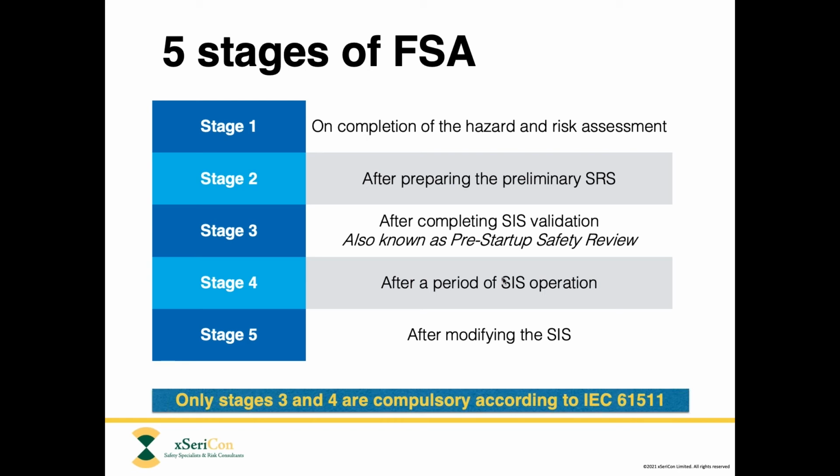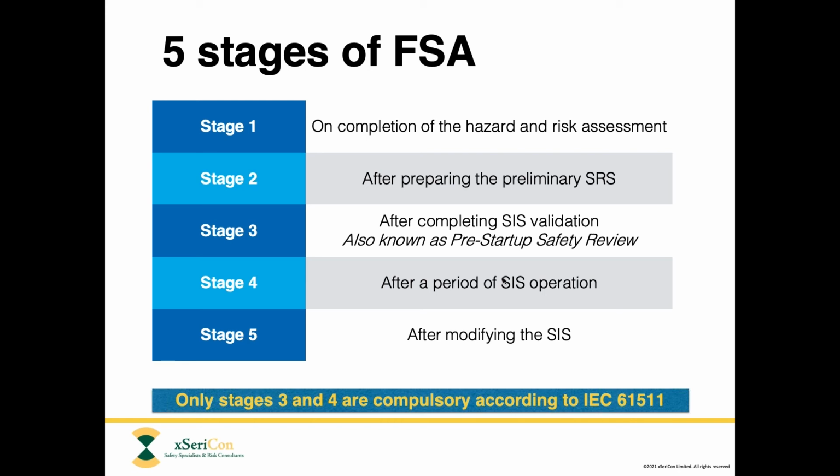Stage two is after you prepare the first draft of the safety requirement specification. Stage three is after completing the validation, which means you've done all of your design, your construction, your commissioning, and you're basically ready to start up the process with protection provided by the safety instrumented system. But before you hit the big green button, you need to complete stage three FSA, which, as I mentioned a moment ago, is essentially the same as pre-startup safety review.